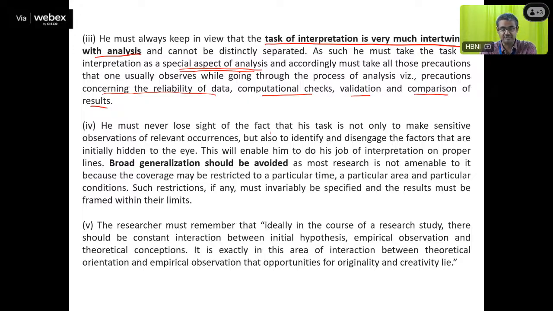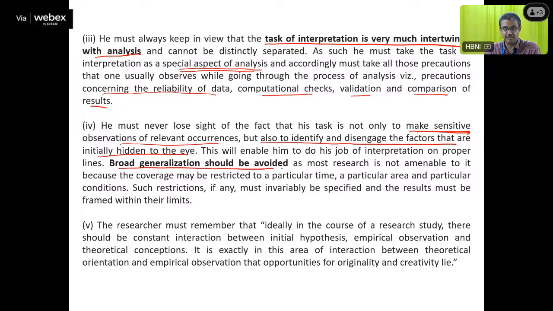He must never lose sight of the fact that his task is not only to make sensitive observations of relevant occurrences. See, making sensitive observations of relevant occurrences is not the only case, but what is beyond that? It is also to identify and disengage the factors that are initially hidden to the eye. If you give substantial time to the interpretation of data, you can bring out new insights. This will enable him to do his job of interpretation on proper lines.